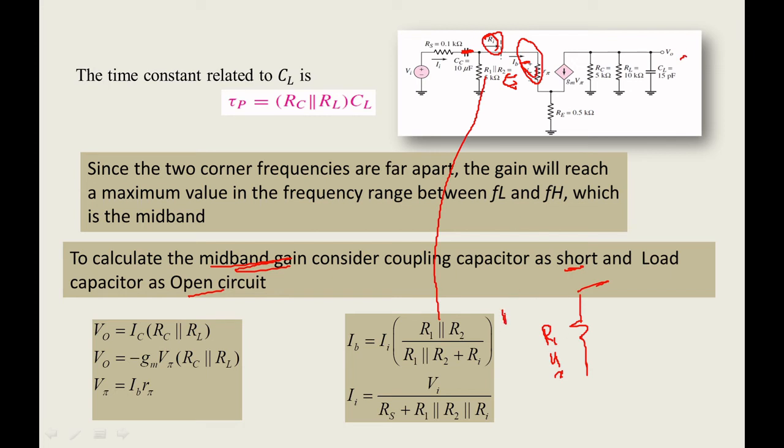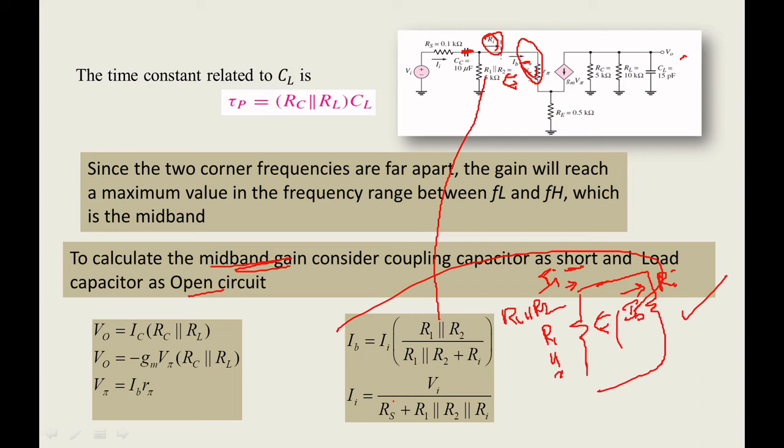So here R1 parallel to R2. Here you have Ri. So here I want to find IB. So what is the formula? Current source is IA. So IB equals the opposite resistance, that is R1 parallel to R2, divided by R1 parallel to R2 plus Ri. That's all. You will be getting this equation. Only thing is, please remember this coupling capacitor is acting as a short circuit. That's why I am not adding it in your equation.